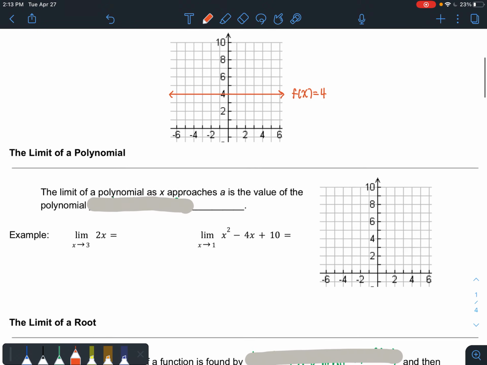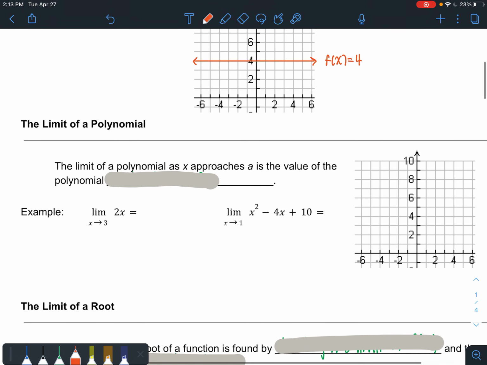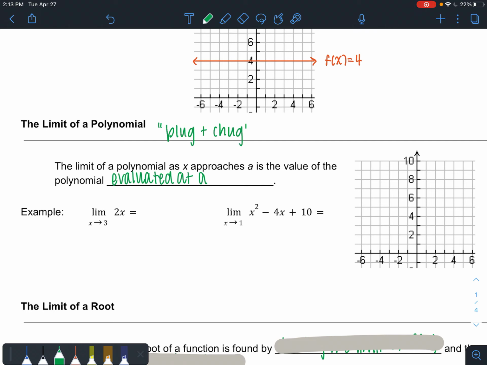Okay, the limit of a polynomial, similarly, is kind of like a plug and chug here. The limit of a polynomial as x approaches a is the value of the polynomial evaluated at a. So when you see the limit of a polynomial, I want you to think plug and chug.